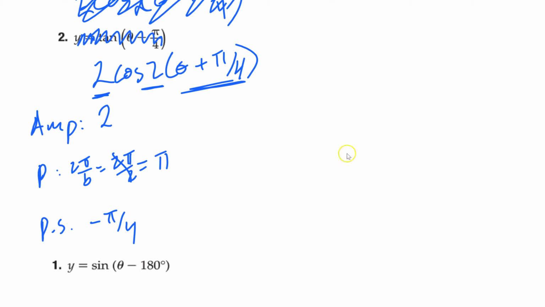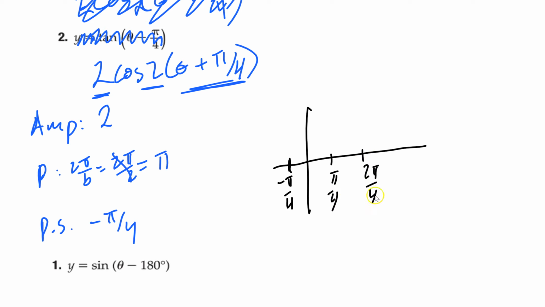And like always, I think the best way to do this is just draw a line. Start at your phase shift, so negative pi over 4. Start counting by it, so 0, this will be pi over 4, 2 pi over 4, 3 pi over 4, 4 pi over 4. I can keep on going if I want. Amp is 2, 1, 2, 1, 2.